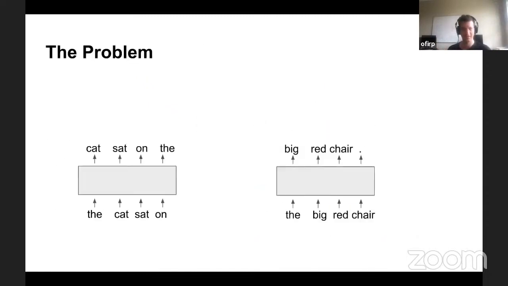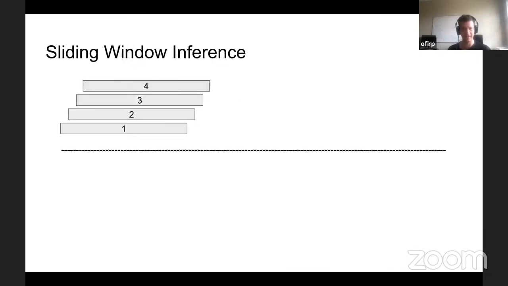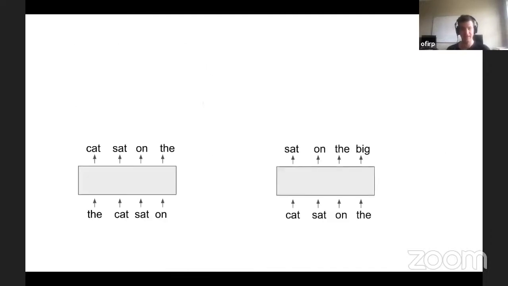Where were we? Yeah, so sliding window inference. That seems like a better evaluation method because now our first inference step is going to look just like it did before, but in our second inference step, we're just sliding our model 1 token to the right. And so now when we're predicting the word big, we have all this context to look at.